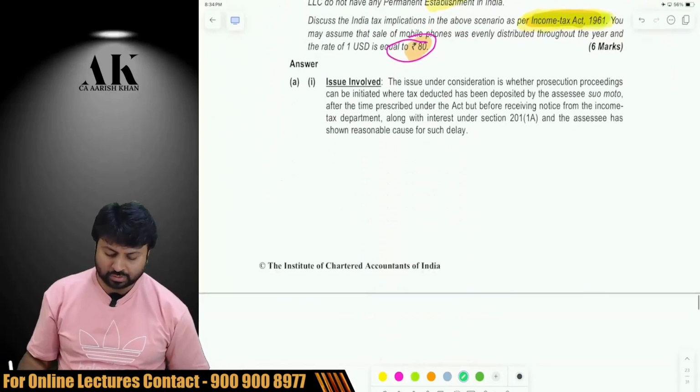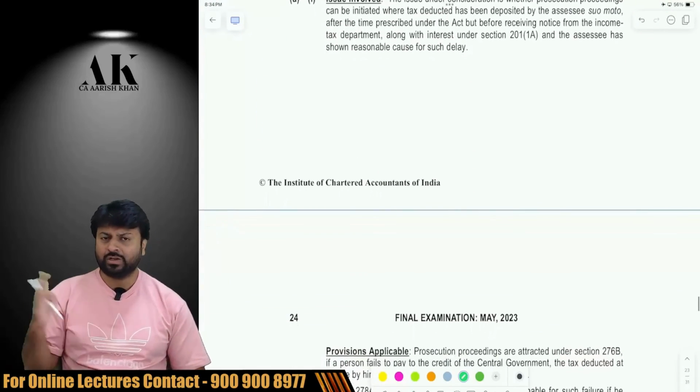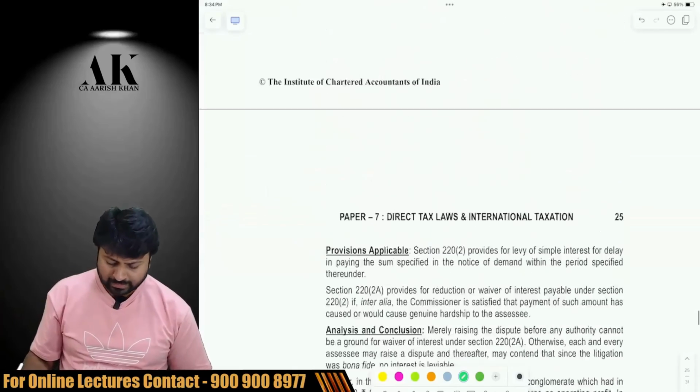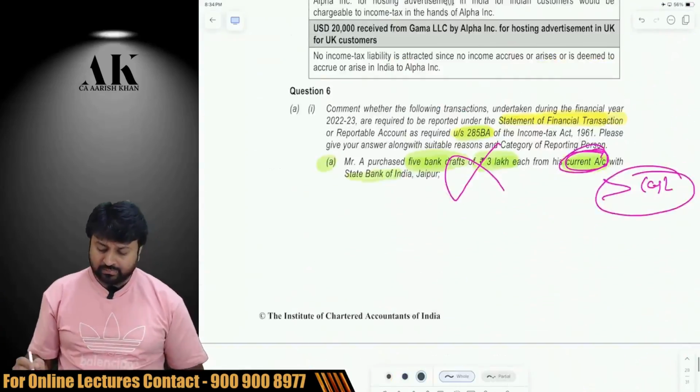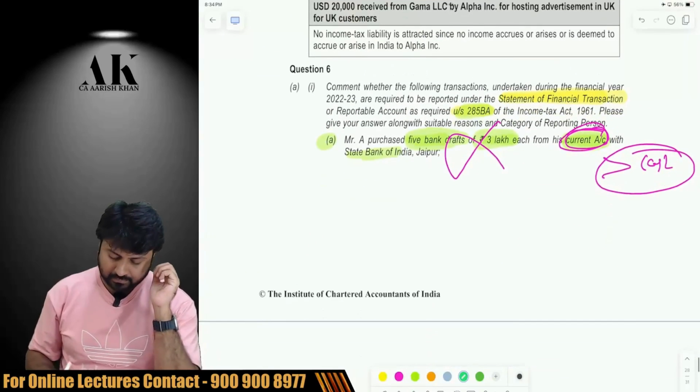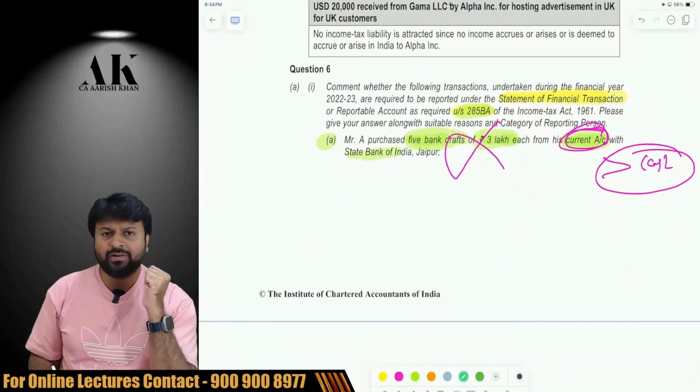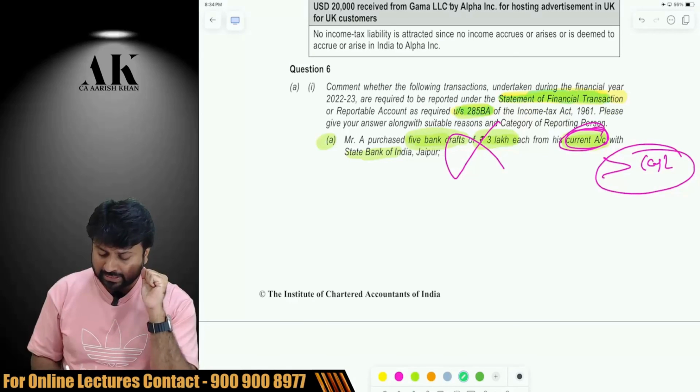Okay. So this is what this question is all about. You can solve by either of the ways. You can go through the solution once at your end if you want. Okay. Last but not least, one last question is there over here, which is on SFT. Whether SFT is liable to be filed by the reporting person or not, we need to decide as per 285BA.